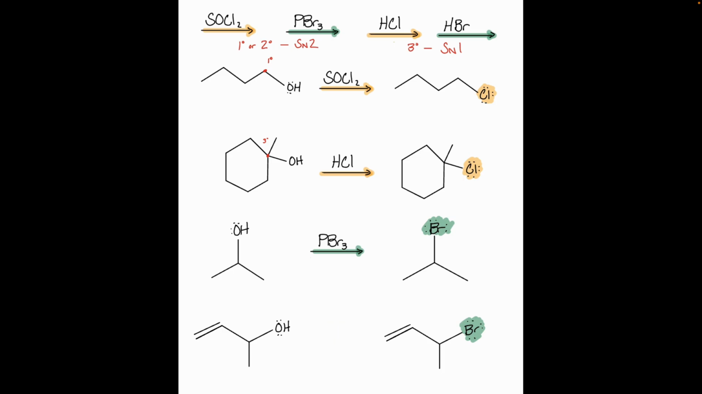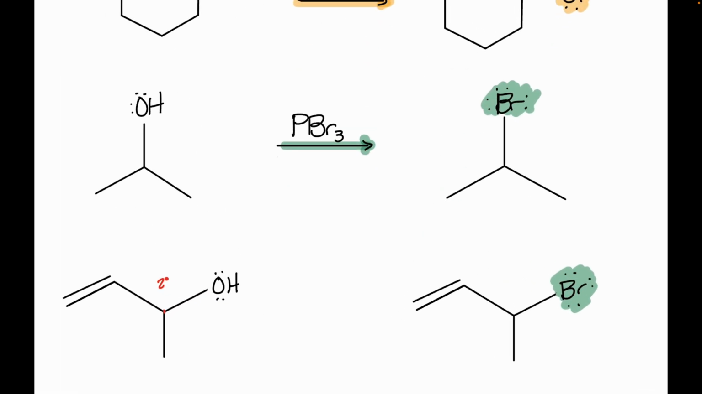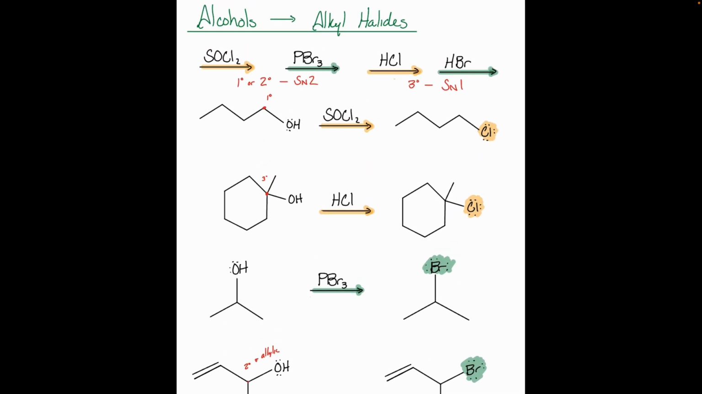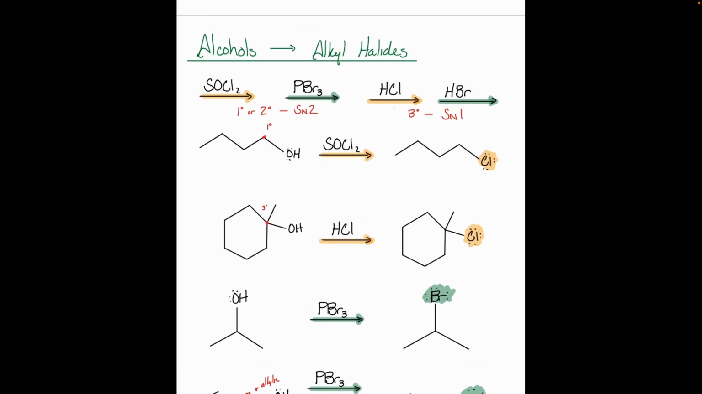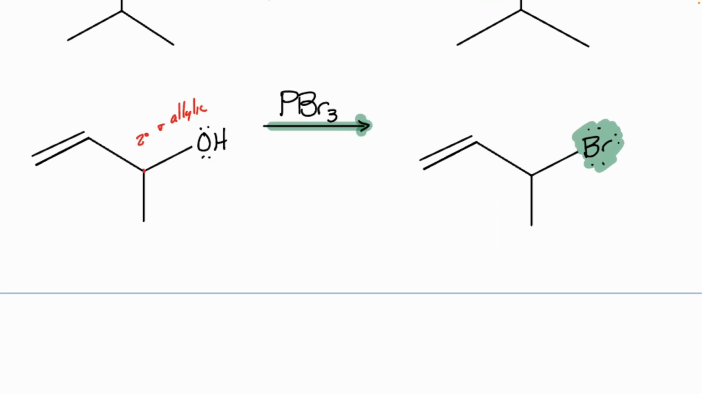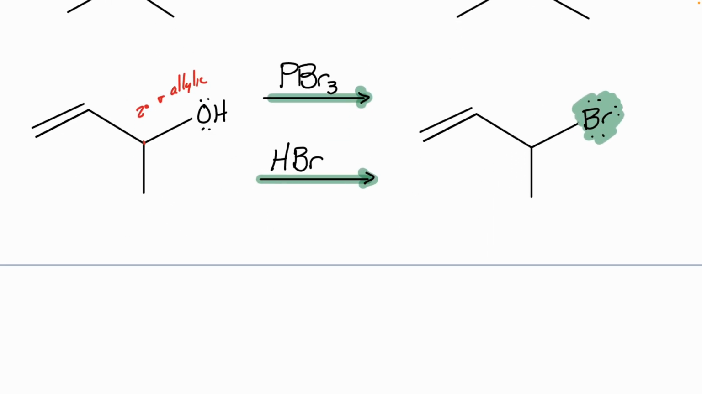All right. This is a secondary alcohol, right? But it's not just secondary. It's kind of special. It's also allylic. So you could use either phosphorus tribromide or you could use our hydrobromic acid. Either one would work. That carbon is accessible enough that you could react it in an SN2 reaction. However, it also forms nice stable carbocations, so you can use that hydrobromic acid instead.